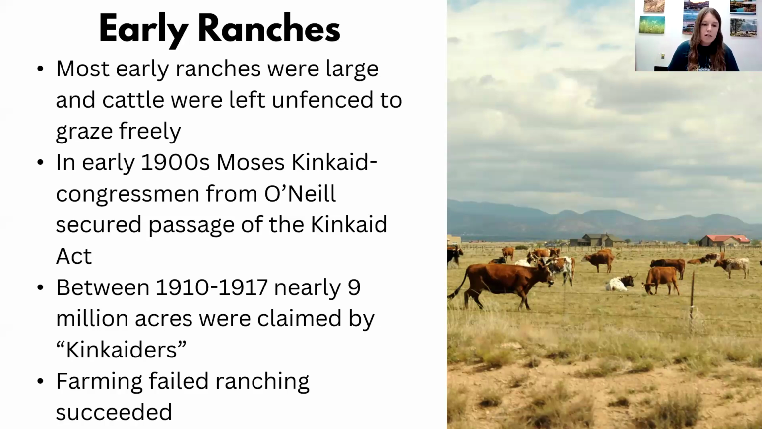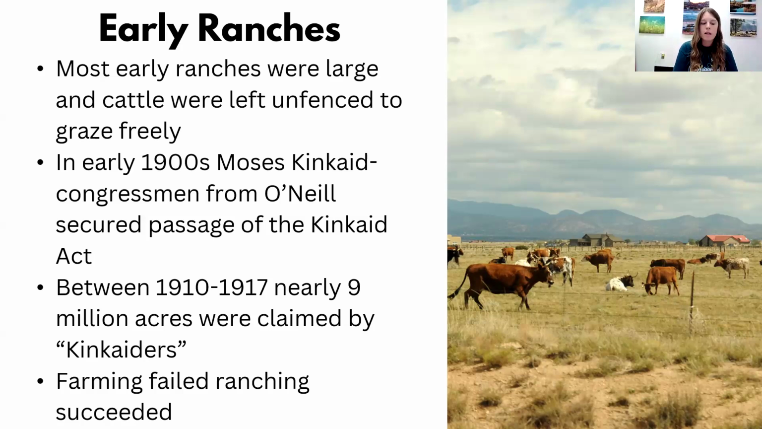If any of you are history people, you might have known of something called the Kincaid Act. So Moses Kincaid, he was actually a congressman from O'Neill. He secured the passage of the Kincaid Act in the 1900s. Basically, this act encouraged settlement in the Sandhills. It increased the maximum claim of acres from 160 to 640. So that's huge. And then between 1910 and 1917, nearly 9 million acres of the Sandhills were claimed by what were called Kincaiders, so people seeking those settlements and those acreages.